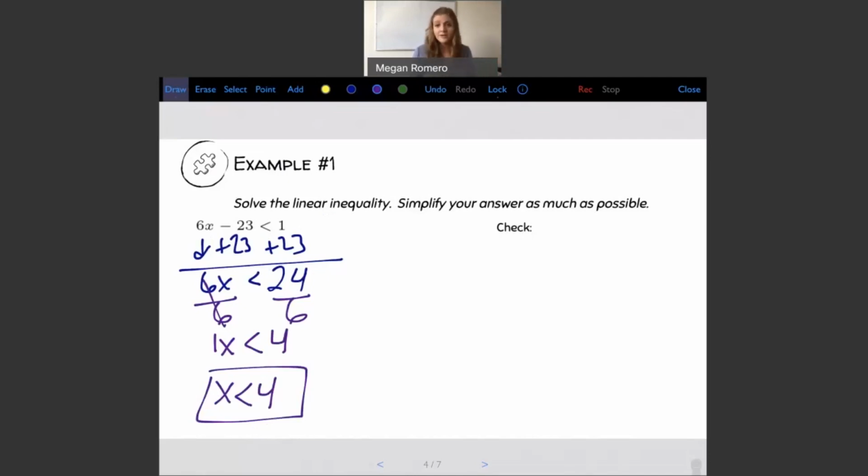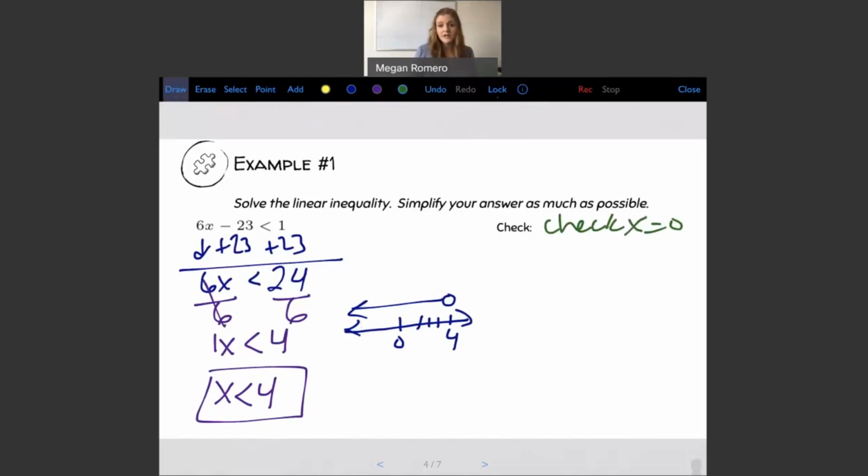You're not required to graph these, but if you wanted a visual representation of the solution set, I'm just going to draw a quick number line. We're talking about values that are less than 4. So to check your answer, you can pick any value that this line corresponds to. So we can check 0, for instance, to see if the inequality is true. So here we're going to check.